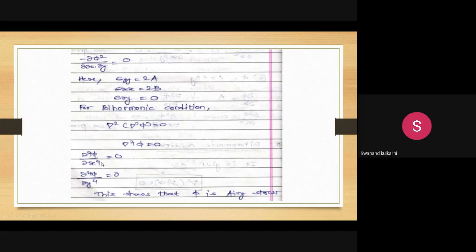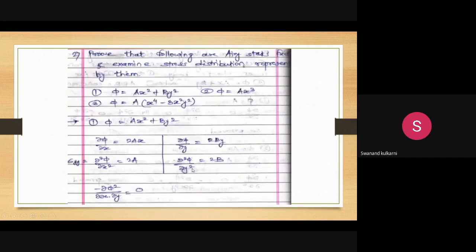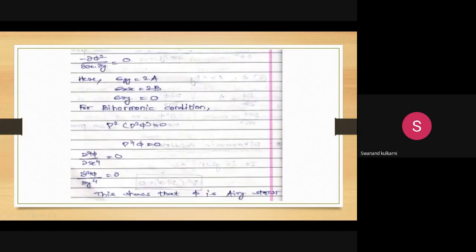Is it okay? Similarly, dou 2 phi by dou y2 is equal to 2b, it is a constant, so let us differentiate with respect to y again. So dou 3 phi by dou y3 will be equal to 0 here only. Definitely dou raised to 4 phi upon dou y4 is equal to 0 here. So dou raised to 4 phi by dou x4 is 0, and dou raised to 4 phi by dou y4 is equal to 0.